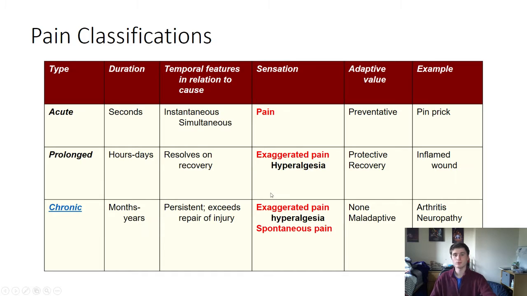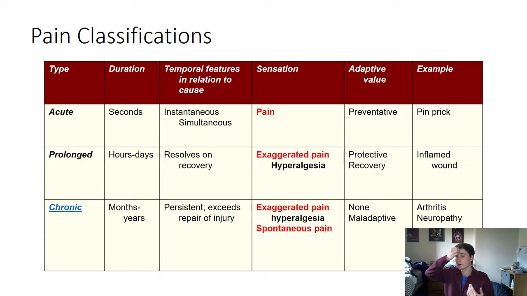Prolonged is when you're recovering. So if you break your arm, you break your leg, or something like that, you'll have pain for a couple hours, couple days, couple months at absolute worst, and then you'll eventually recover. That pain's there so that you do recover, so that you don't make your injury worse while you're still trying to recover.